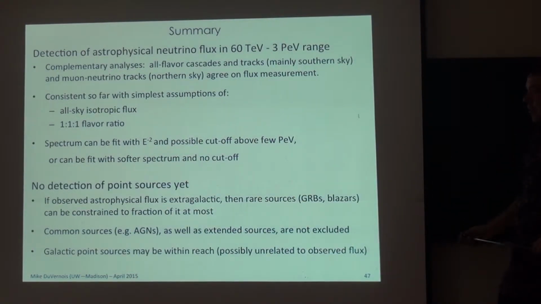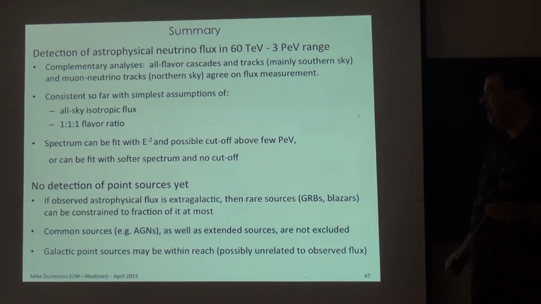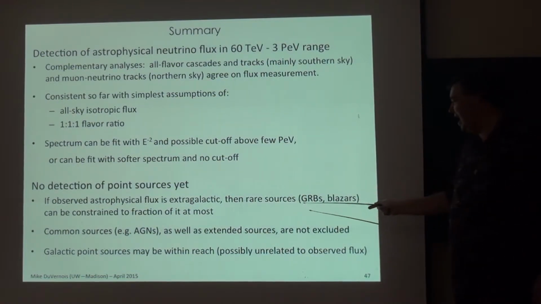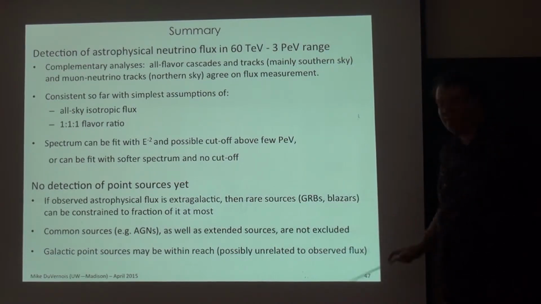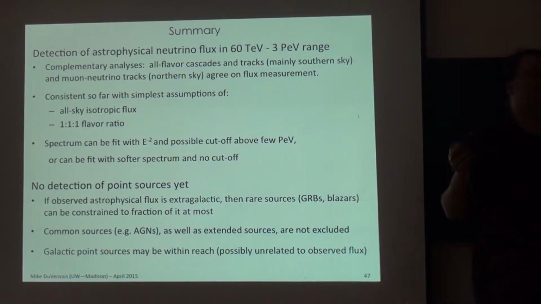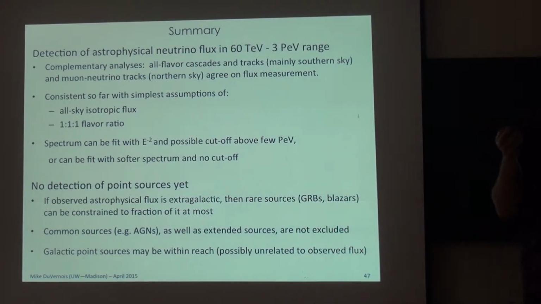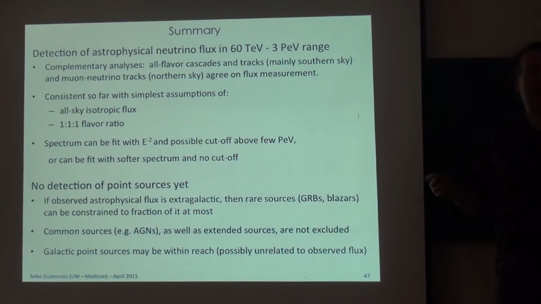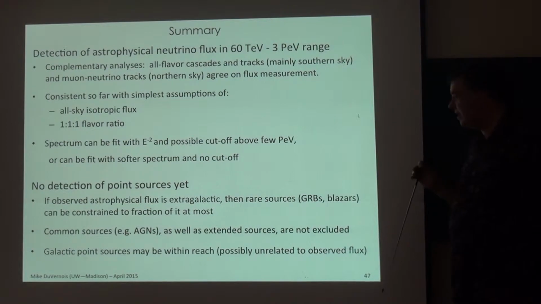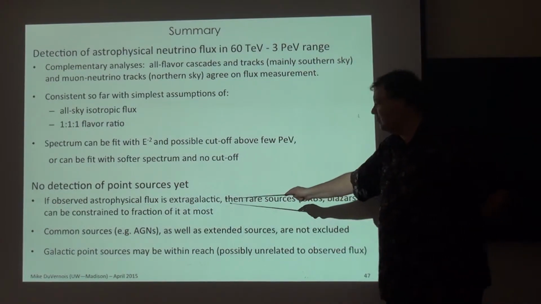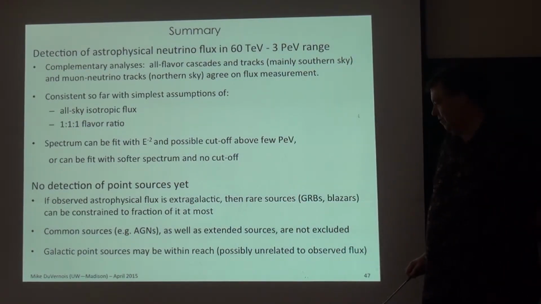No detection of point sources, and if the observed flux is extragalactic, then very rare sources, in particular GRBs, are an excellent example. There's an analysis I didn't talk about at all that stacks up all of the GRBs that have occurred during IceCube's lifetime, and puts a very strict limit on neutrinos from GRBs. These are constrained to a small fraction of the total flux.